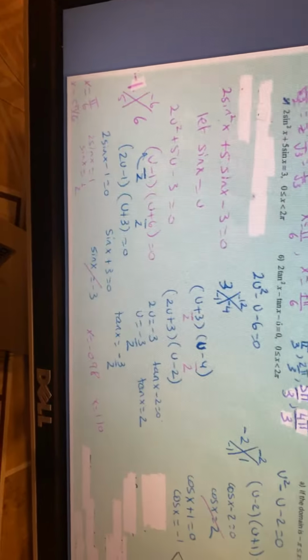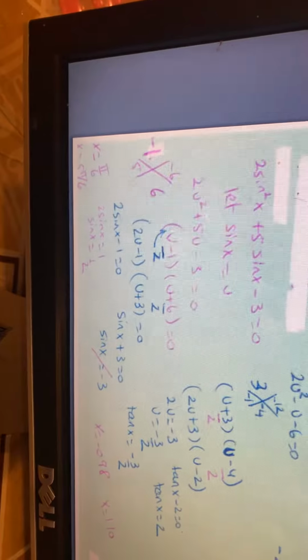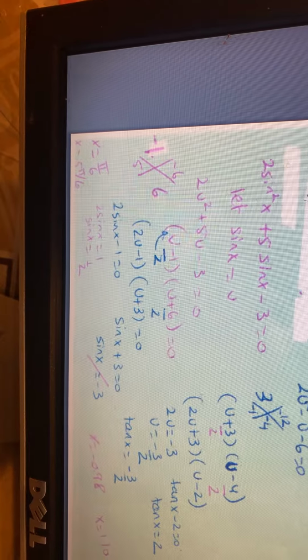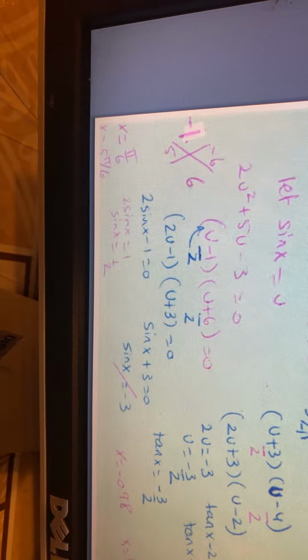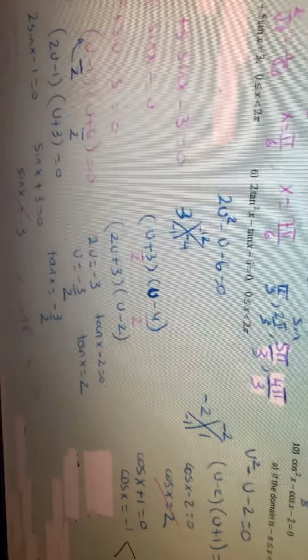I cross it off. And the only solution is sine x equals half, and that would be easy to look at the two angles that have a y coordinate of half, which are pi over 6 and 5 pi over 6. It's kind of cut in here, I'm sorry.